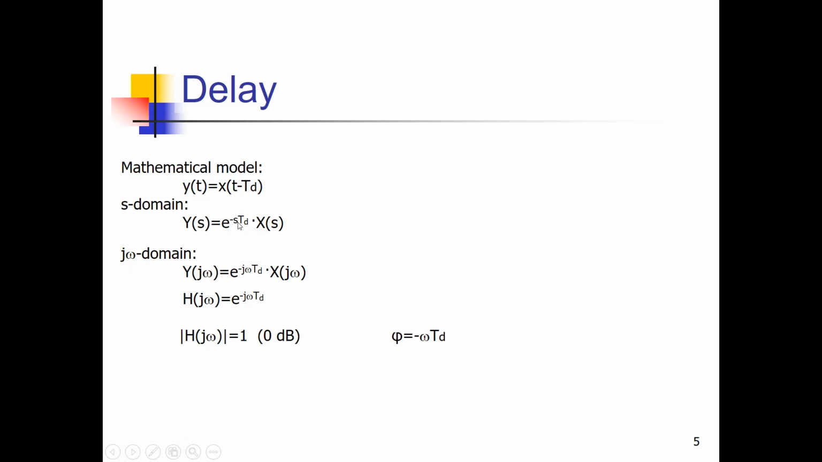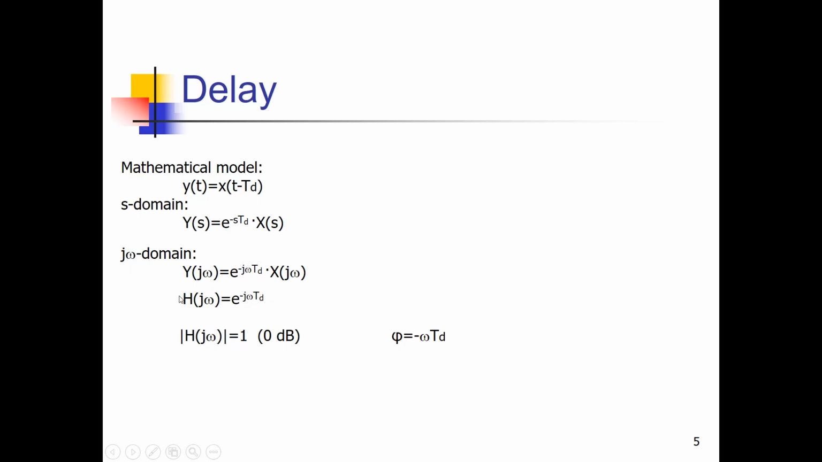S is the Laplace operator, Td is the delay time. So it's e to the power minus s Td, and e to the power minus s Td is the transfer function for a delay. It's H, which is y over x. And when we transform that to the frequency domain, we get that the transfer function in the frequency domain is e to the power minus j times omega times Td.